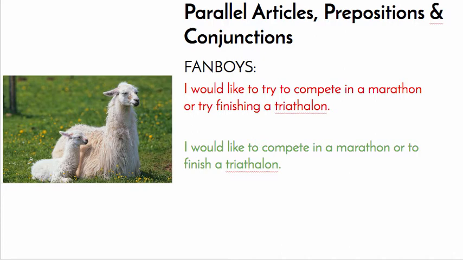So we want the sentence before and after the conjunction to be in the same verb tense. So here's one that's not parallel. I would like to complete a marathon or try finishing a triathlon. If I correct that to make the two sentences parallel around the conjunction, it would say, I would like to compete in a marathon or to finish a triathlon. And there they're both using the same infinitive verb form.